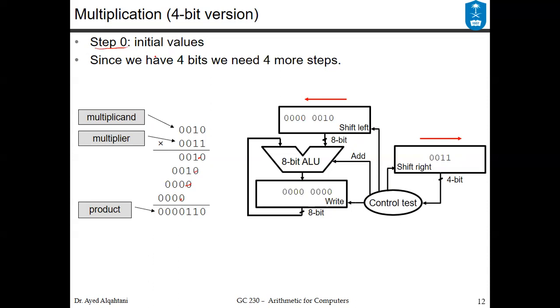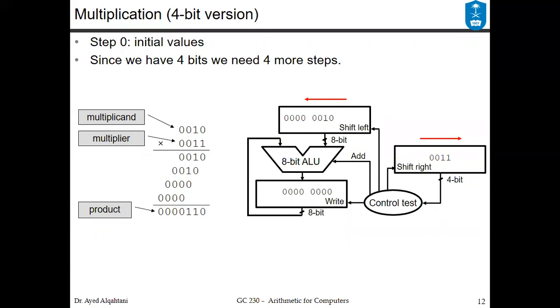We have step 0, where we only initialize values. So we know that this is the multiplicand, and we put the multiplicand right here, and notice that we extend 4 zeros to the left. And we zero out the product, which is 8 zeros, and the multiplier, 1100, we put right here. I added those arrows to remind you of the shifting direction.